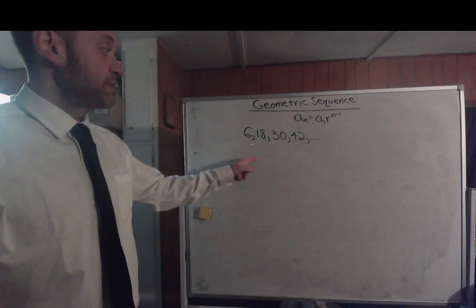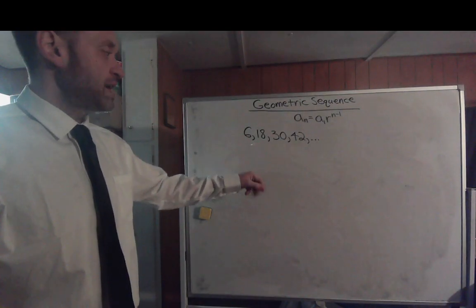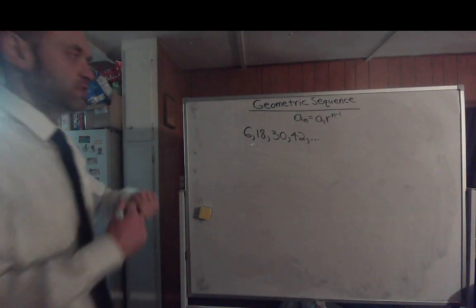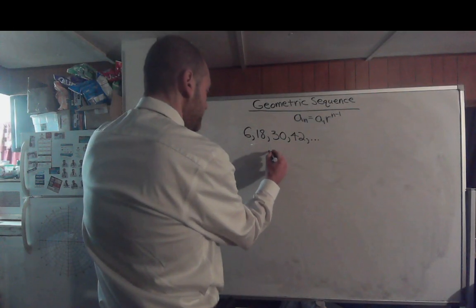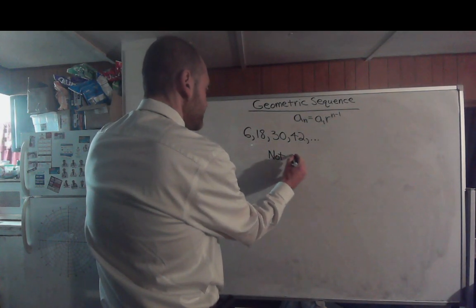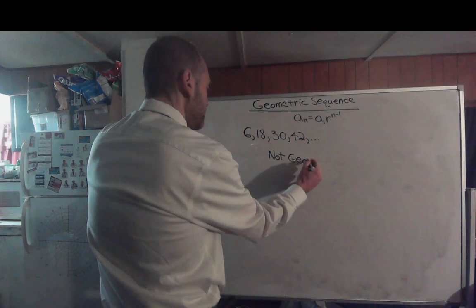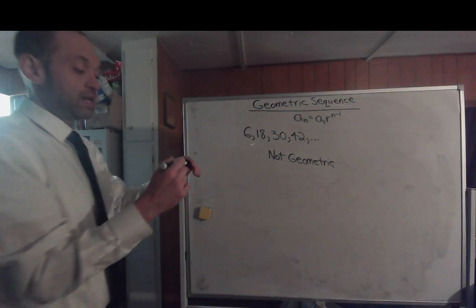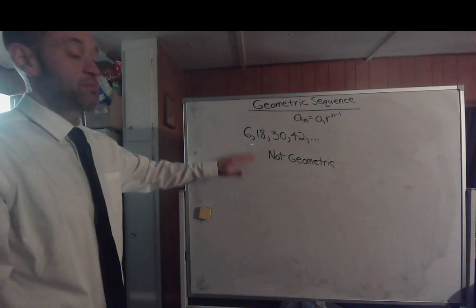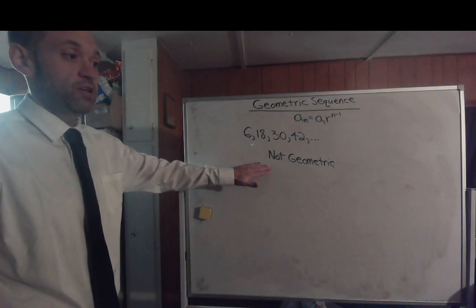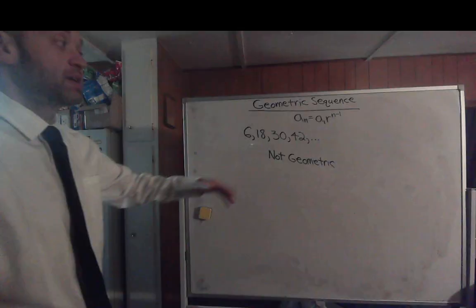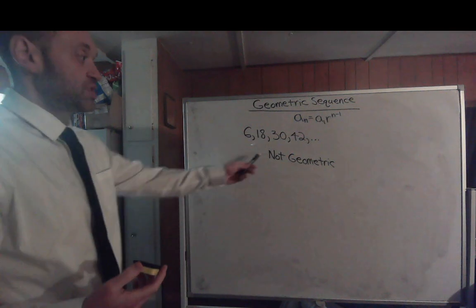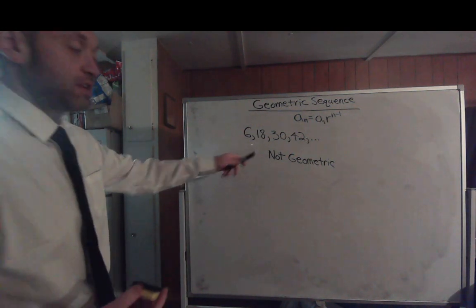So 6 times 3 is 18. Well, 18 doesn't go into 30 evenly. 30 doesn't go into 42 evenly. This is definitely not geometric. This is not a geometric sequence at all. It would in fact be arithmetic because they have the same common difference, but they don't have the same common ratio. So this is not geometric, but it is arithmetic, but it wasn't asking if it was arithmetic. It was just asking if it was geometric, and it's definitely not.